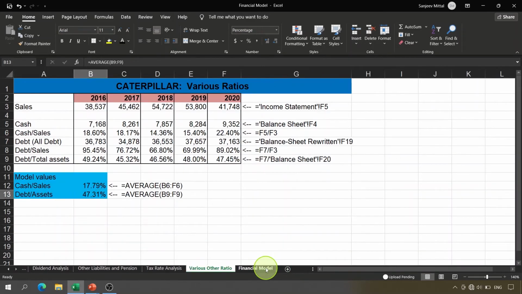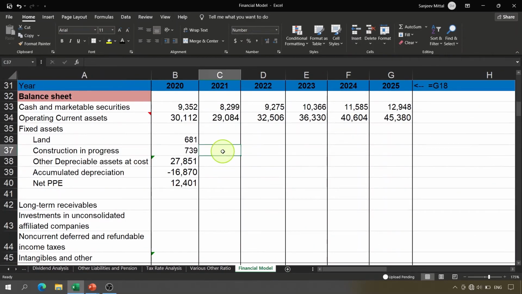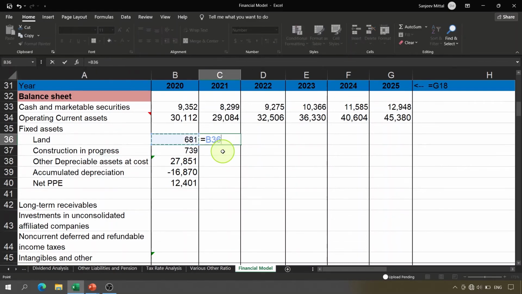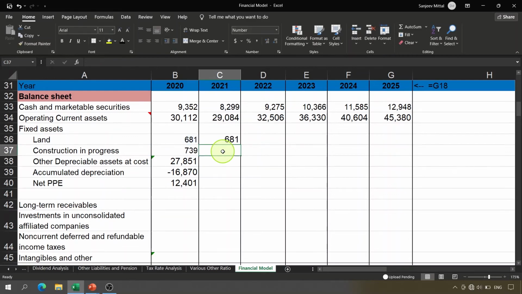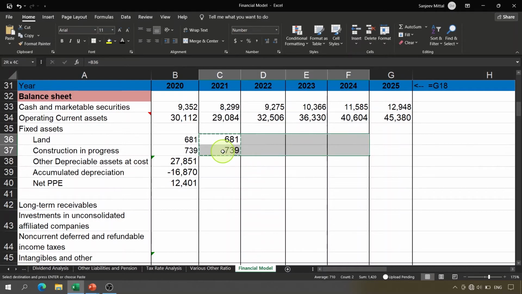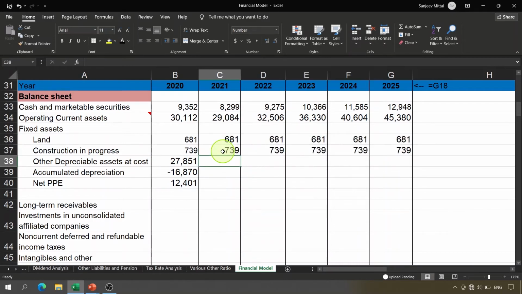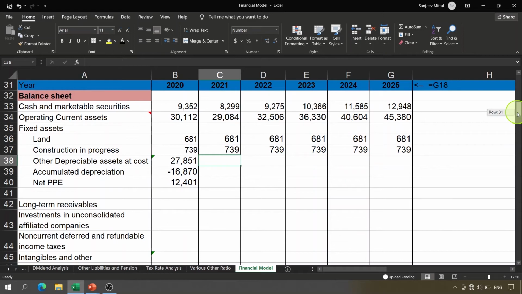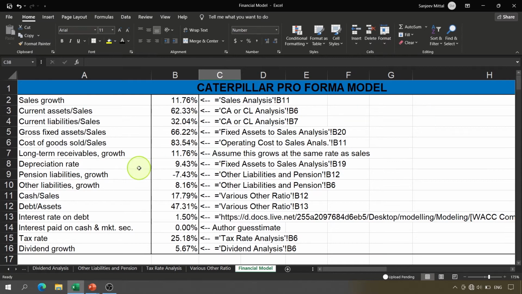After that, if we go to our financial model, we are putting one assumption that land and construction in progress will remain the same for all the coming 5 years, because we have no details about these two items, and these are in the category of non-depreciable items for the time being. So we are assuming these details. And after that, if we go to our financial model regarding other depreciable assets at cost, then we can see that we have one ratio of depreciation rate, which you can see here.